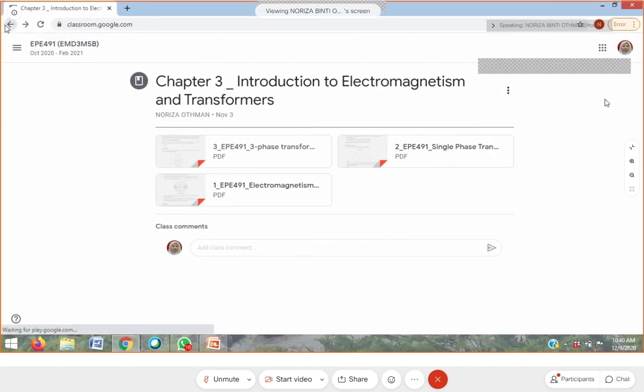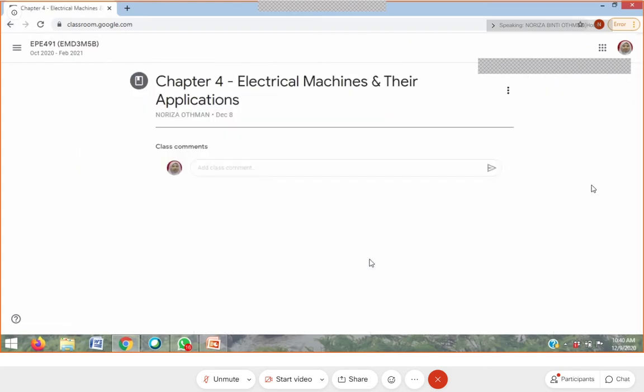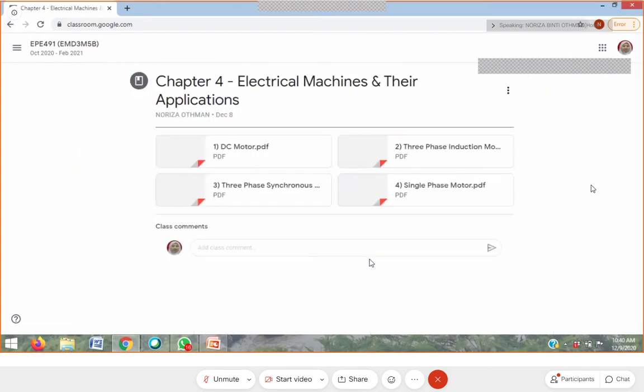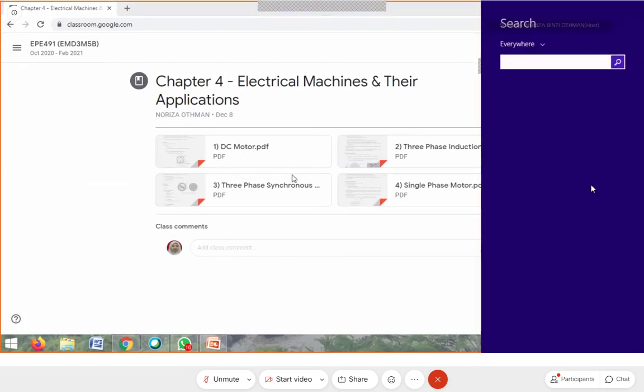Okay, now kita nak pergi ke chapter 4. Chapter 4 saya dah post notes dalam Google Classroom, dalam YouFuture pun ada, kalau you boleh buka. So kita ikut nanti sequence ni lah. Saya numberkan file ni 1, 2, 3, 4.